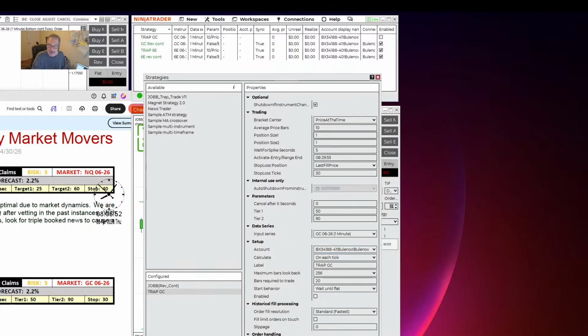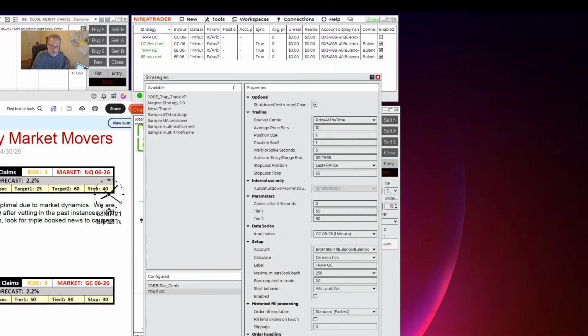One more time, our settings are position 1 is a 1, position 2 is a 1. That simply means each tier, each order, each bracket, same word means the same thing, is different for each position. And we have two orders, two brackets, two tiers. We'll trigger those orders. We'll put them on the chart at 8:29:55. We have a stop of 30.